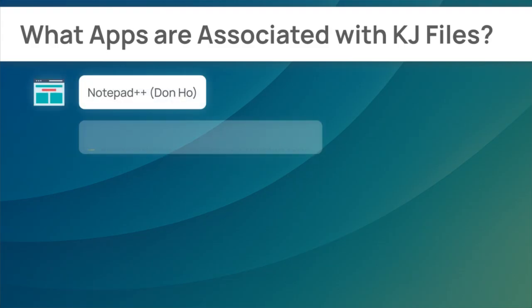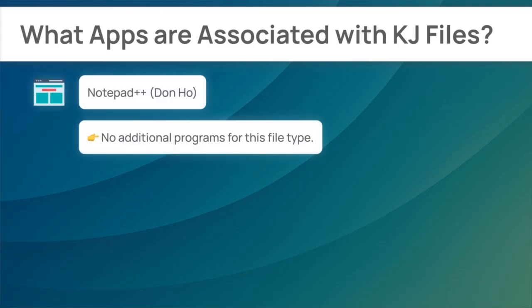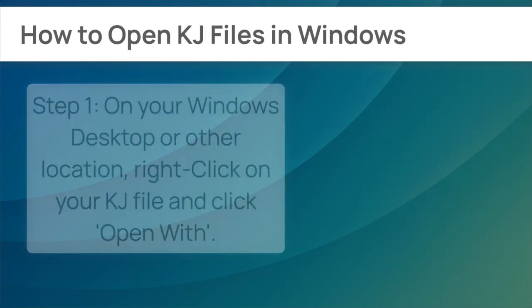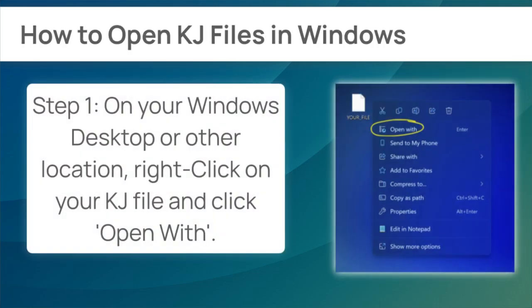The essential opener for the KJ structure is Notepad++ developed by Don Ho. Full file extraction and decompression must be managed by a third-party utility. Windows provides straightforward support for this type of file. Begin the search for the correct application association.